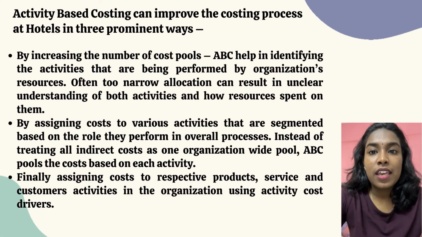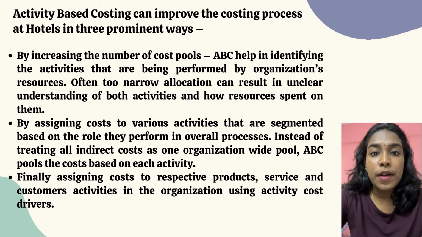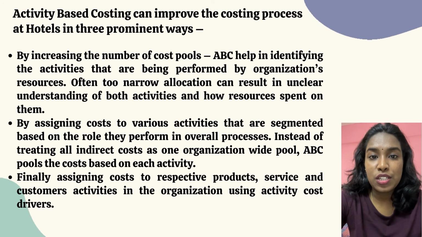Activity-based costing can improve the costing process at hotels in three prominent ways. First step, by increasing the number of cost pools. ABC helps in identifying the activities that are being performed by the organization's resources. Often, too narrow an allocation can result in an unclear understanding of both activities and how resources are spent on them.